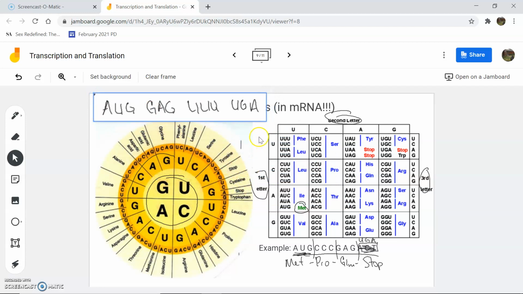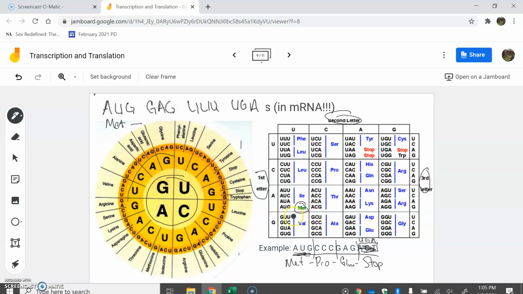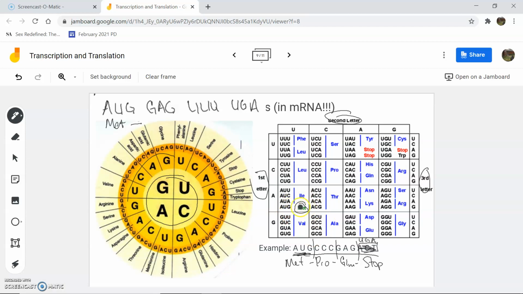All right. So AUG, what is that going to give us? Well, you can use the wheel or you can use the box. Depending on the test, they'll expect you to know how to use either. But AUG, if I'm using the wheel here, would be methionine. So I would just put MET underneath here. That would be our amino acid. And what's interesting is that every protein always starts with methionine. That's always the start codon. That's why in this diagram over here, MET is green, because it's the go, it's the start. So AUG is always our start here.